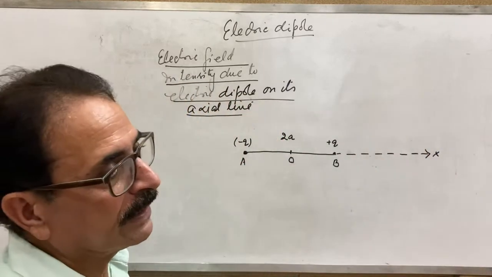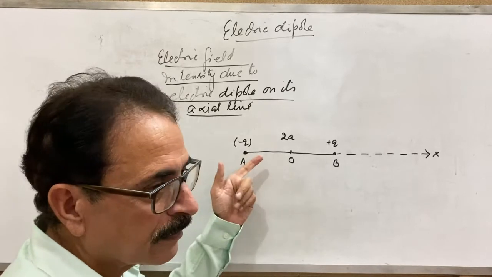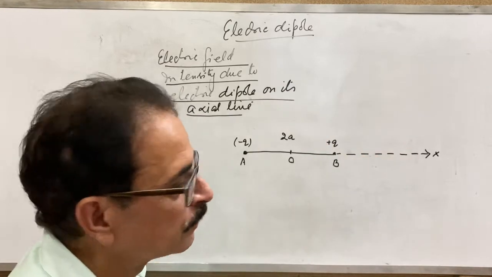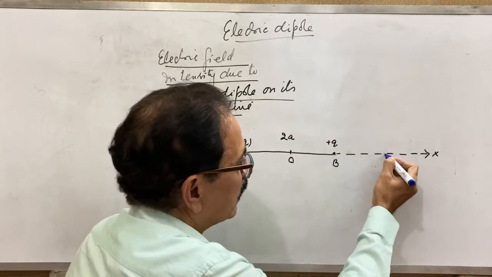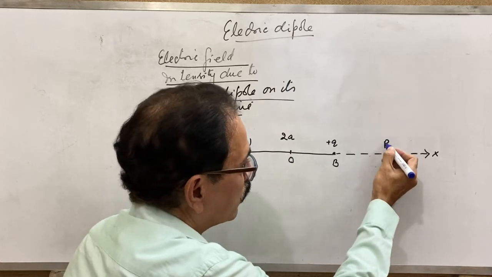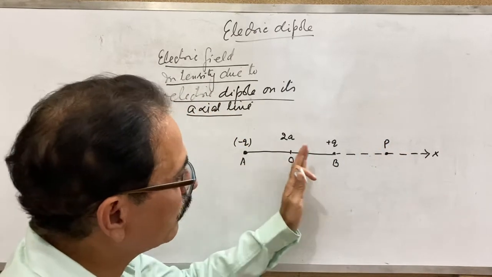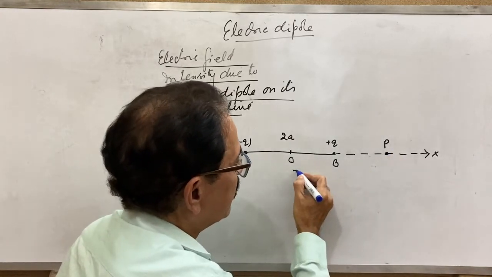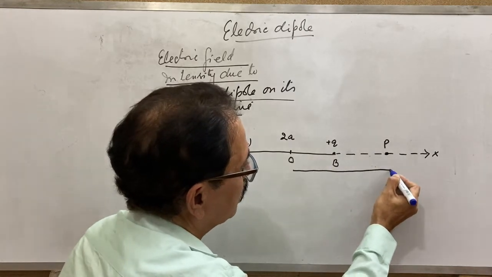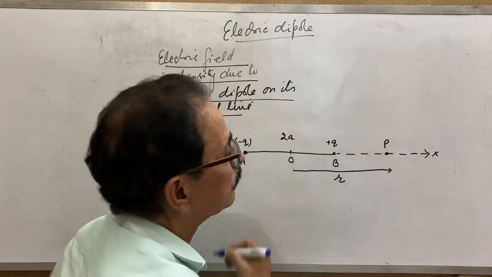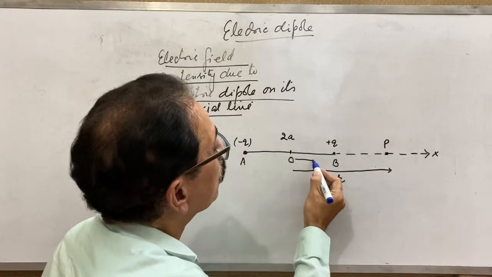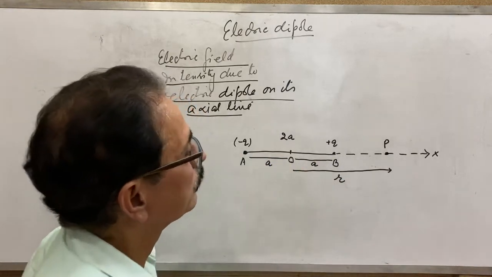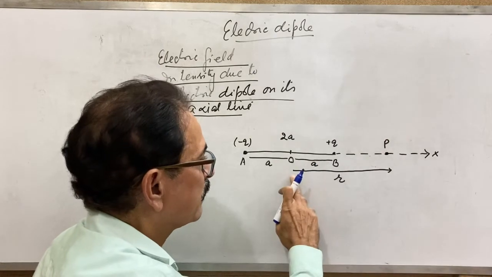Now, what is an axial line? An axial line is a line which passes through the electric dipole or remains parallel to the electric dipole. Suppose we take any point P, where we have to calculate electric field intensity due to this dipole. This point P lies at a distance r from the center of the dipole. This OB is nothing but a. OA is also equal to a. Distance from here to here is r.